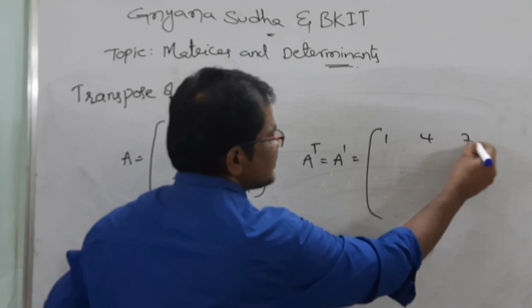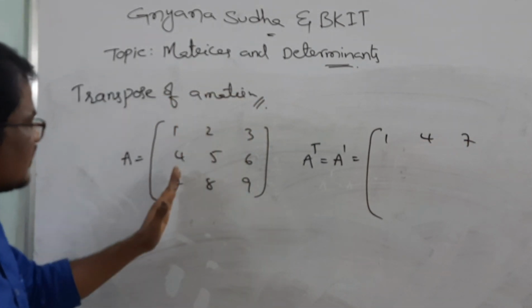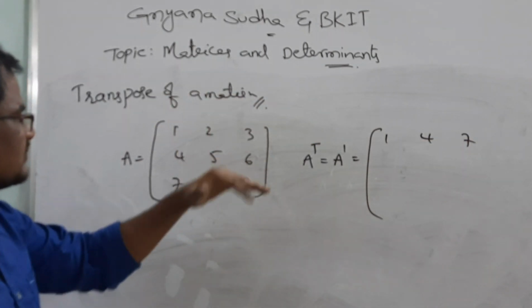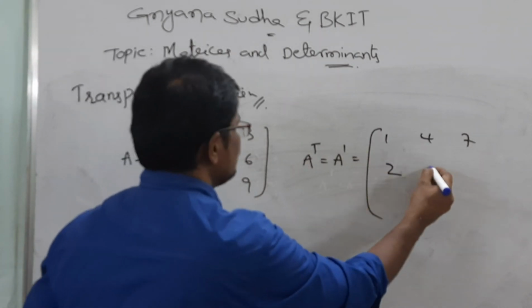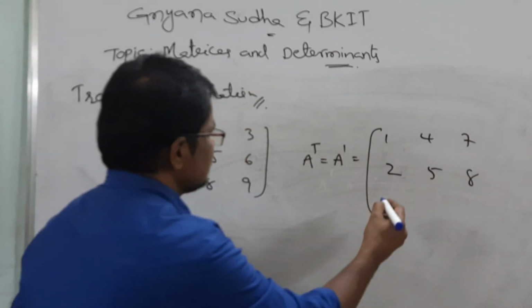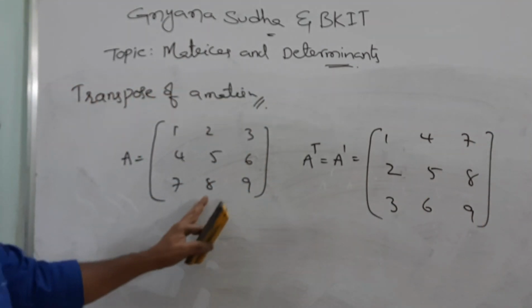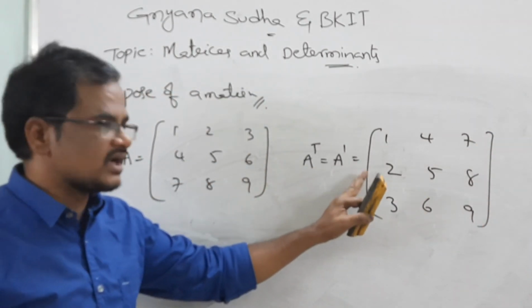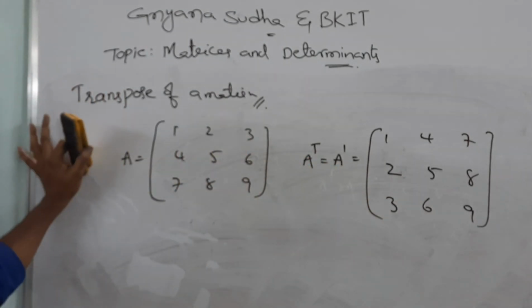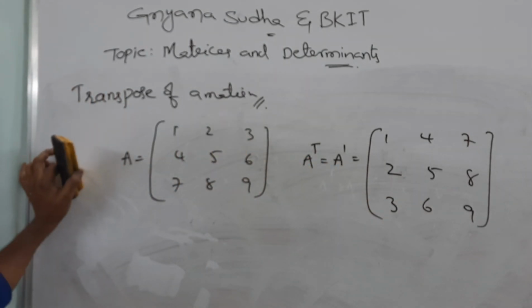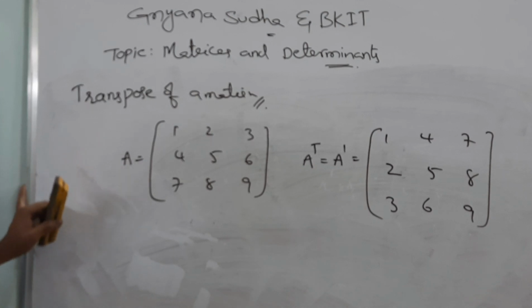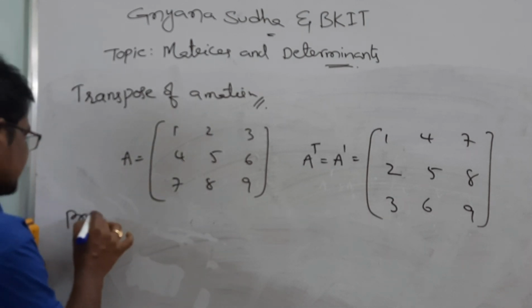1 4 7, means this first column becomes the first row, and the second column becomes the second row: 2 5 8, and 3 6 9. This is the transpose of the matrix A, obtained by interchanging the rows and columns. That's it. So now the properties, which are important.